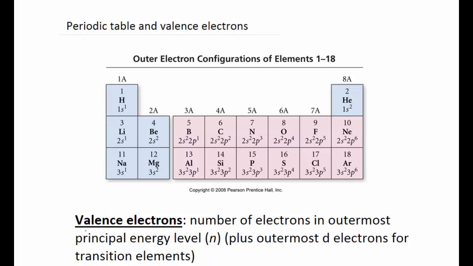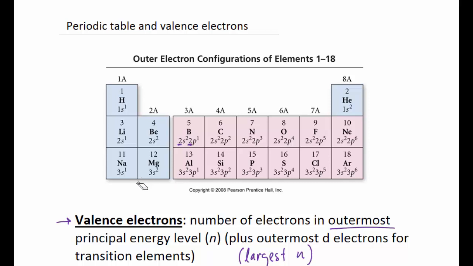These are now the valence electrons. The valence electrons are the number of electrons in the outermost principal energy level. So the largest n, given an entire electron configuration, you would identify all of those orbitals that are part of the largest n, which could include multiple orbitals. So 2s and 2p, for instance, or 3s and 3p, or just 3s if we're over here.